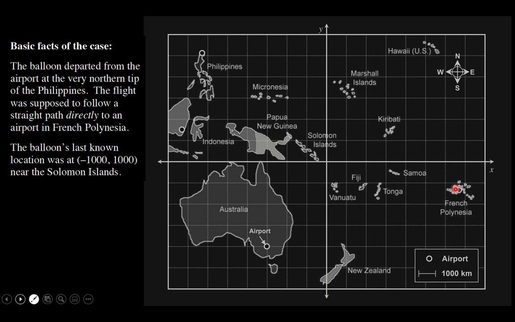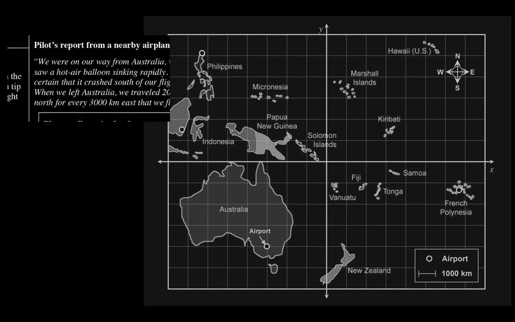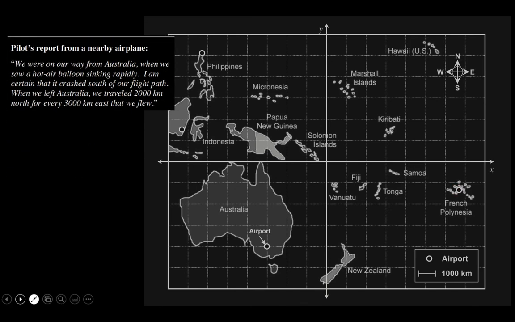So there's two more basic facts of the case. Let's look at the second one. It says pilots report from a nearby airplane. It says we were on our way from Australia when we saw a hot air balloon sinking rapidly. I am certain that it crashed south of our flight path. When we left Australia, we traveled 2,000 kilometers north for every 3,000 kilometers east we flew.